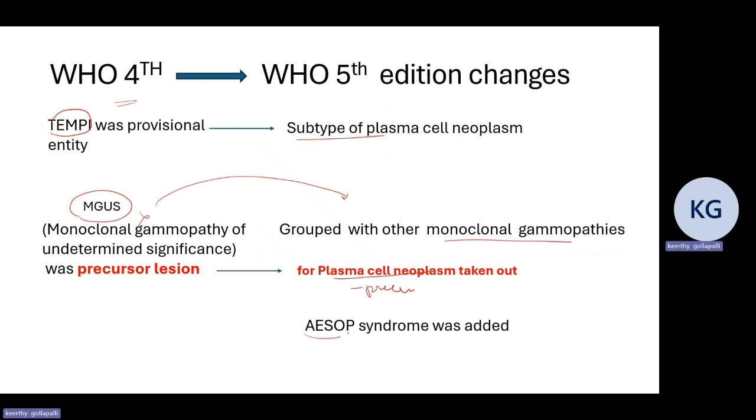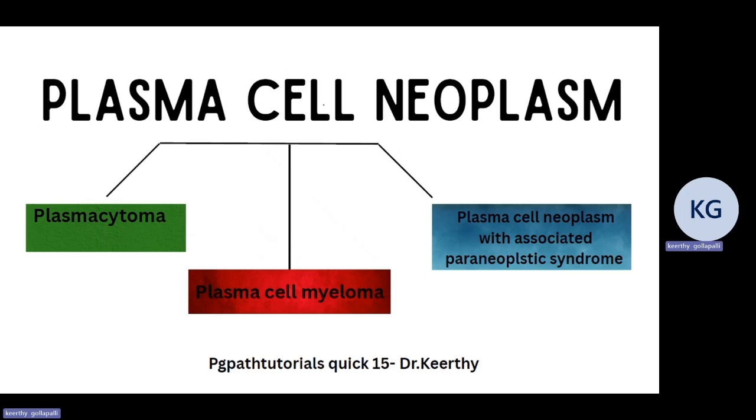Third is ASOP, which is a new syndrome that was added. Okay, we will see now. So how does the 5th edition of WHO classify the plasma cell neoplasm? As a plasmacytoma, plasma cell myeloma, and plasma cell neoplasm associated with paraneoplastic syndrome.